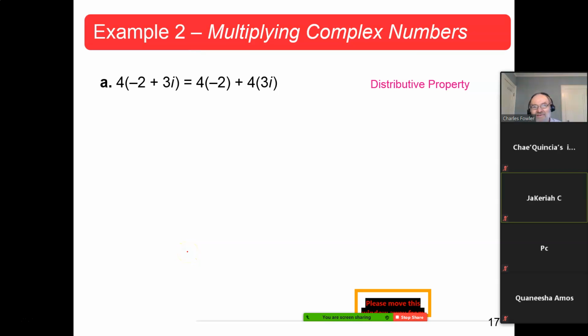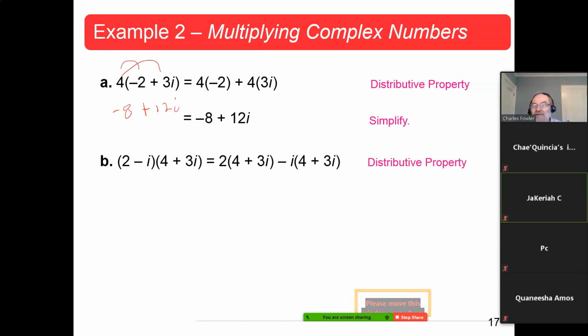Okay, now this is sort of bizarre. This is a complex number, but it is a monomial, a real part only. So all you do here is distribute. Minus 8 plus 12i. Done. Okay, well that's what they've done here too. 4 times minus 2 plus 4 times 3i, and that is minus 8 plus 12i. I wouldn't have written an extra step there, but if that helps you see it, write it. Do whatever makes you see it best.